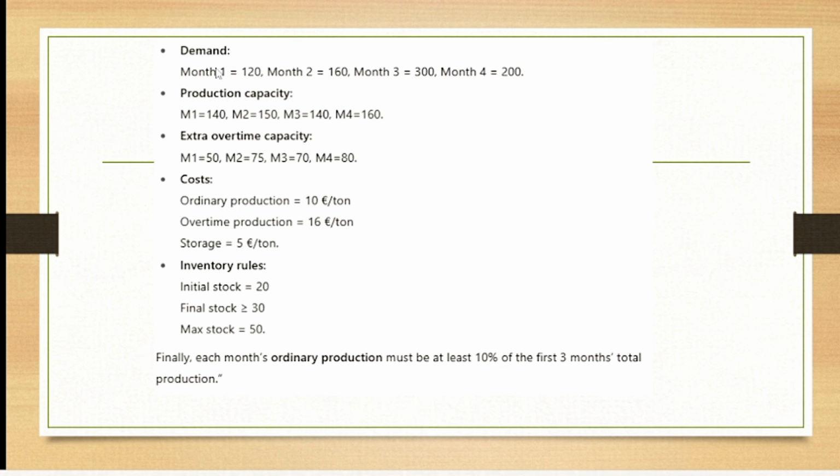As the data, we have the demand, the production capacity, the extra overtime capacity, and also the ordinary and overtime storage cost for each. As inventory rules, we have initial stock that equals 20, final stock that must be greater or equal to 30, and max stock that must be equal to 50. And each month's ordinary production must be at least 10% of the first 3 months' total production.